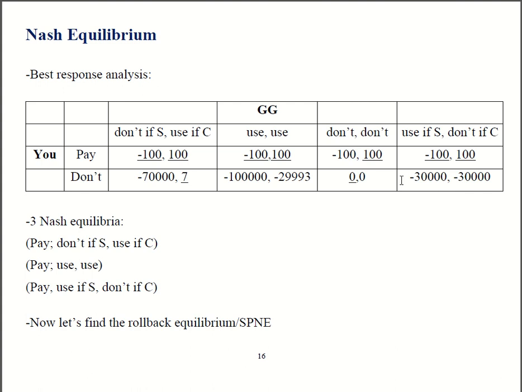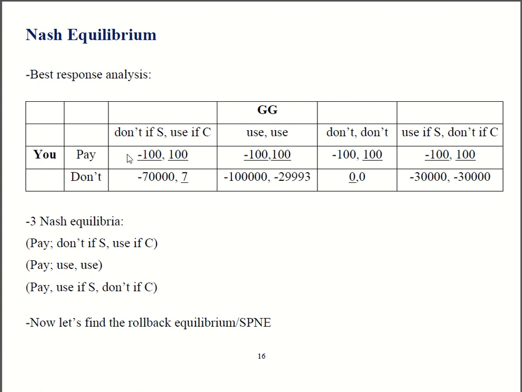So you look at all of our underlines, and we have 3 Nash Equilibria. There's pay, don't use if sane, use if crazy. There's pay, use the grenade. And lastly, pay, use the grenade if you're sane, but not if you're crazy. So that pins down all the Nash Equilibria.